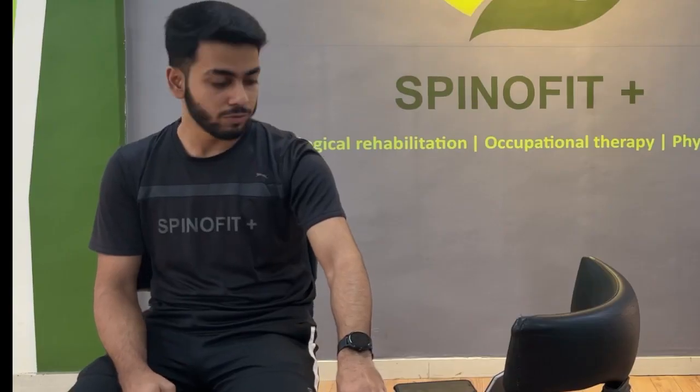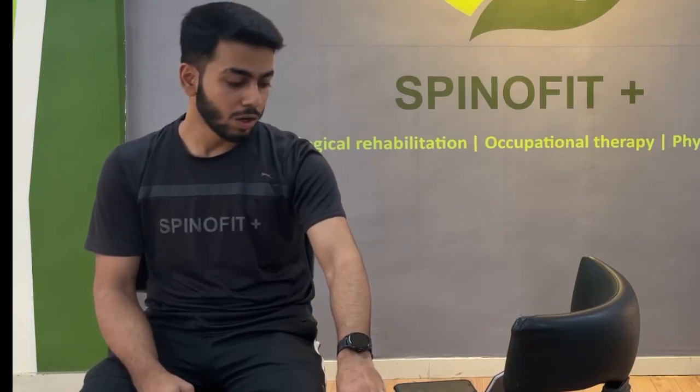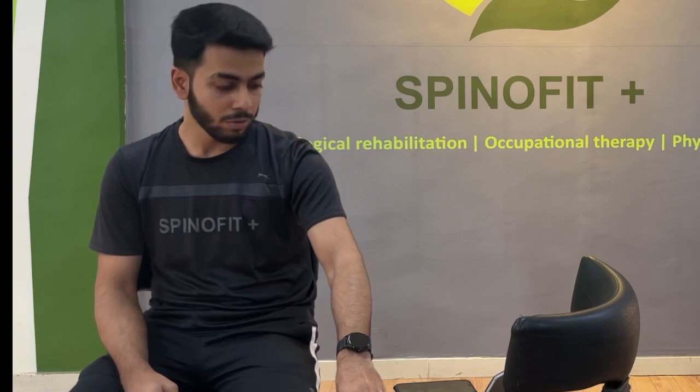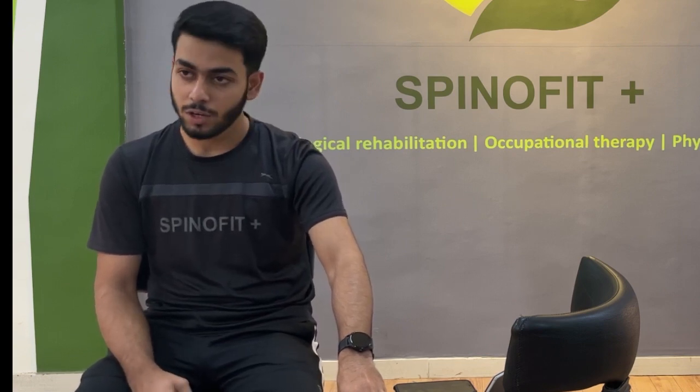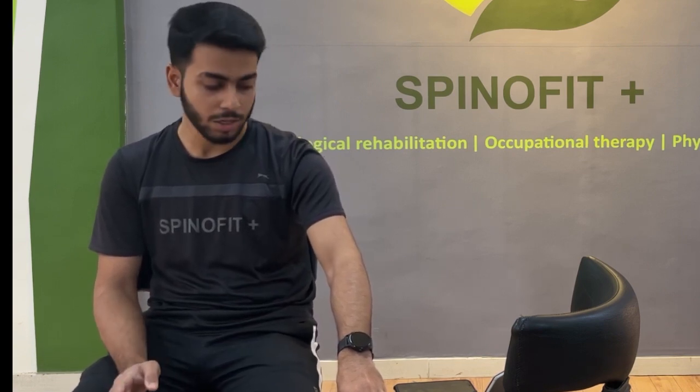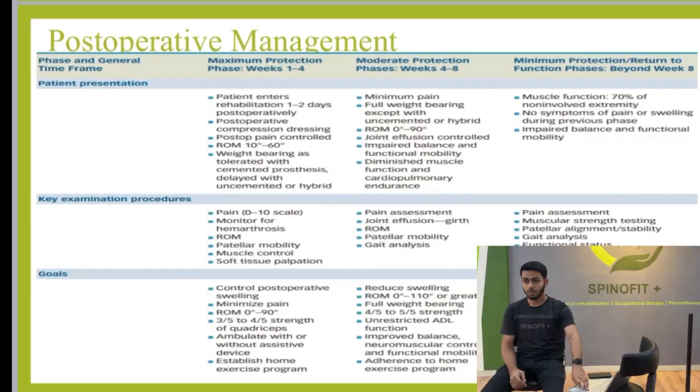The main goals of this phase are to control postoperative swelling, control the pain, and increase range of motion from 0 to 90 degrees. Muscle power should be 3 to 4 out of 5 by the end of this phase. Patients should ambulate with or without an assistive device, and we will also establish a home exercise program by the end of this phase.